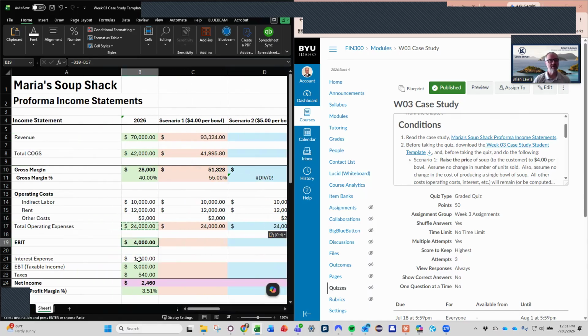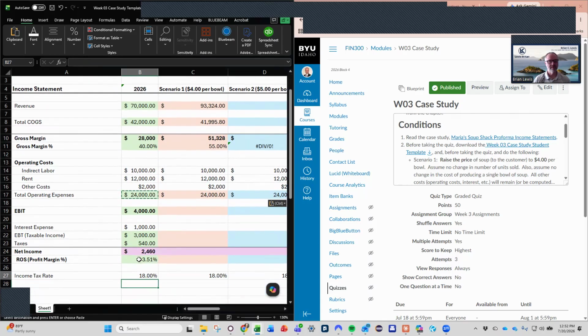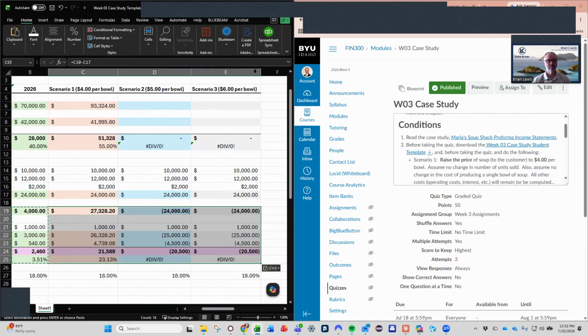You can do the same for all of this. Taxes, tax rate, yep, all this can just be copied down. We can go all the way to there, copy, and we can paste formulas, and it'll put it in there for us.